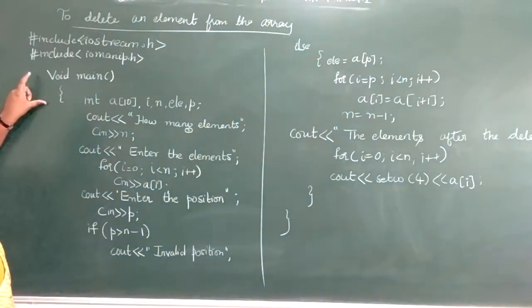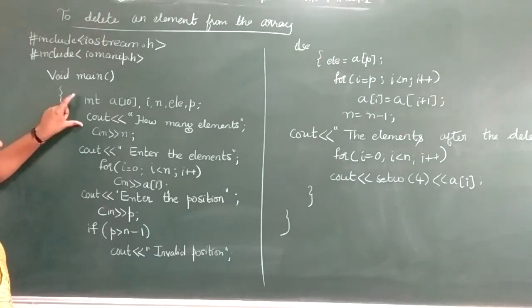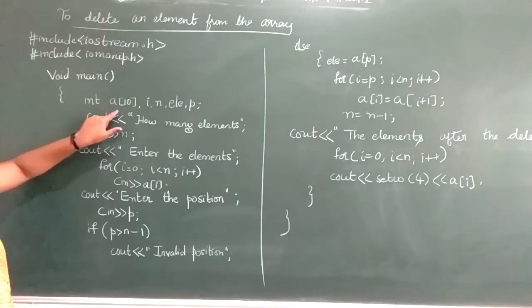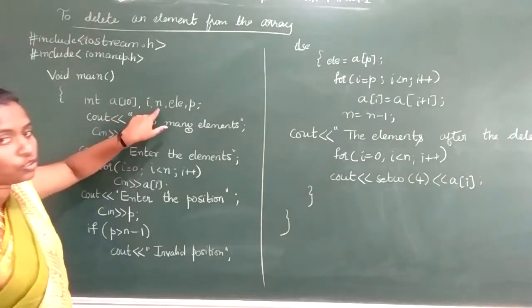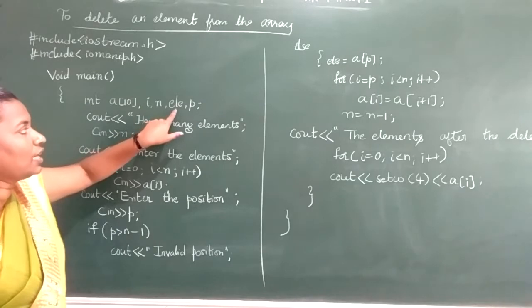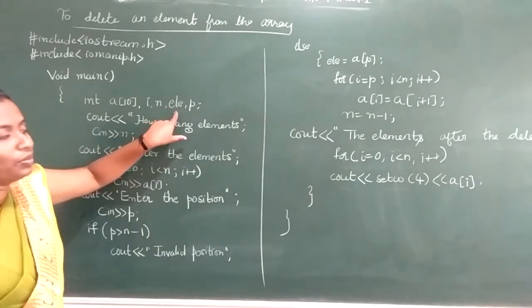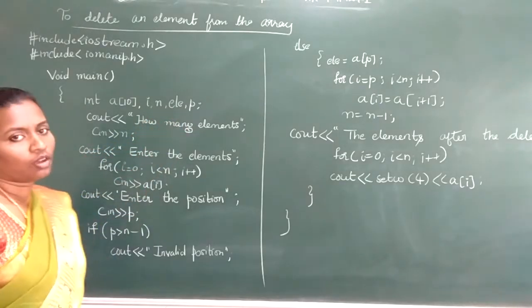Now your program execution begins from the main function. This is your declaration part. In integer, I have declared an array. I is used in the for loop. N is to store the number of elements, E is to store the element to be deleted, and P is the position.